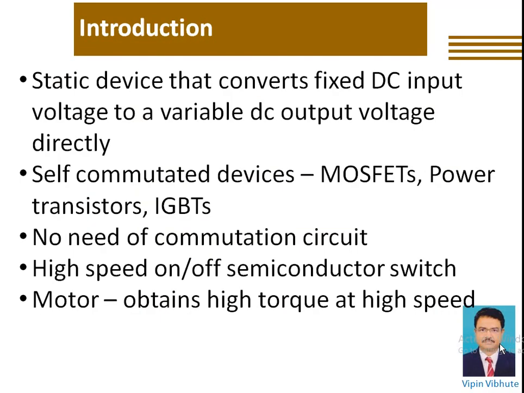Before proceeding, let's quickly revise what a chopper or chopper circuit is. A chopper circuit converts fixed DC to variable DC using static devices. These static devices or switching devices can be MOSFETs, power transistors, IGBTs or thyristors, and these are self-commutating devices. By using a self-commutating device, we reduce the need for a commutation circuit.